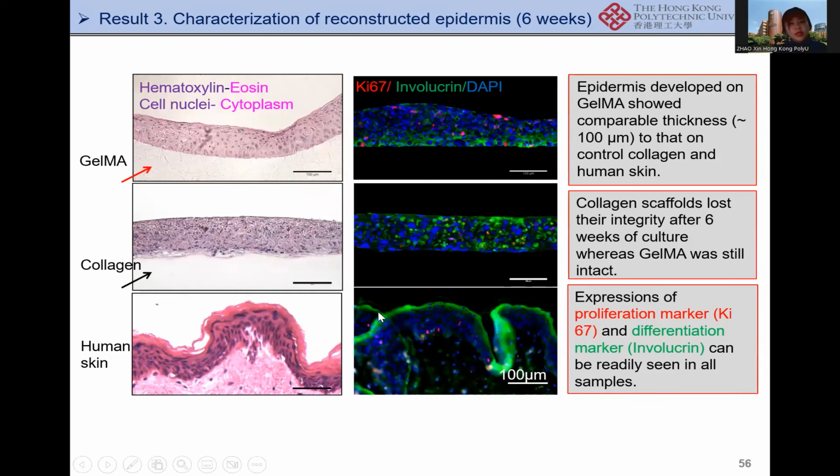So this is after 6 weeks of the induction of the multi-layered epidermis. So we can see that. This is the human skin, and this is the current gold standard. We use collagen to regenerate this artificial skin, and here we use JAMA. We can see that, first of all, after 6 weeks of culture, the collagen is already gone, whereas the JAMA is still there. This is what we think is the advantage, because if we have very large wounds and we use JAMA, there's no need for a second application.